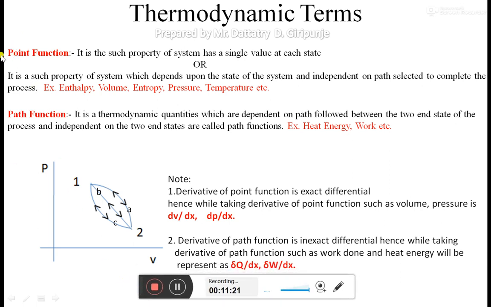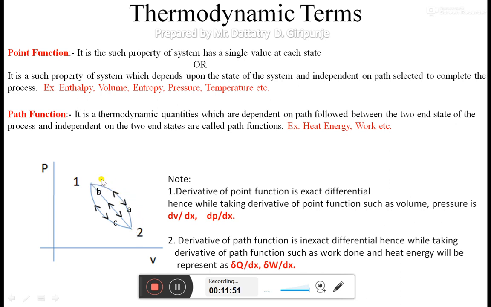Previously, in the previous lecture, we went through one of the thermodynamic terms, that is state. Each state defines one point. In this cycle, this is state 1 and this is state 2, so each represents a point. These two points, or two states, are joined by n number of lines, or n number of processes.